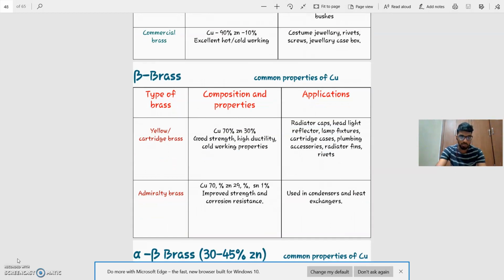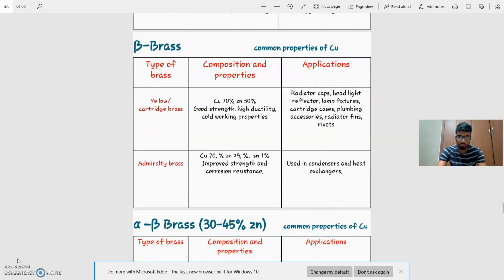And the next type of brass is beta brass. There are two types of beta brasses. The first one is yellow brass, commonly known as cartridge brass. It consists of 70% copper, 30% zinc. It has very good strength, high ductility, and cold working properties. They are used to make radiator caps, headlight reflectors, lamp fixtures, cartridge cases, plumbing accessories, radiator fins, rivets.